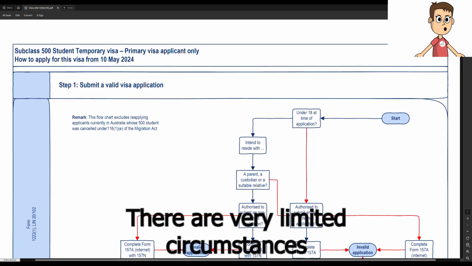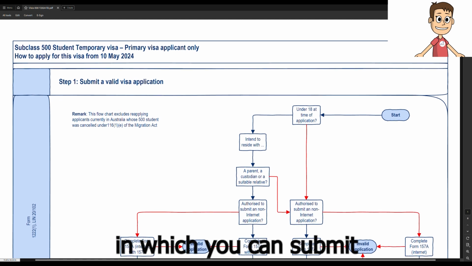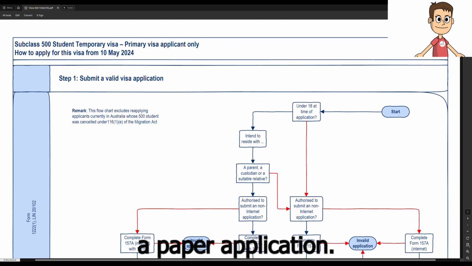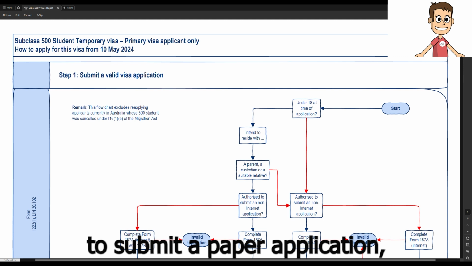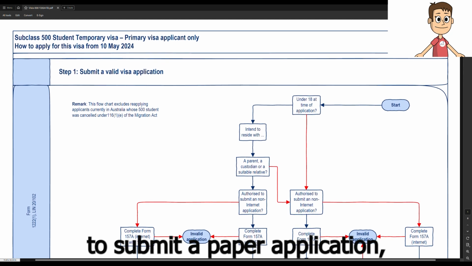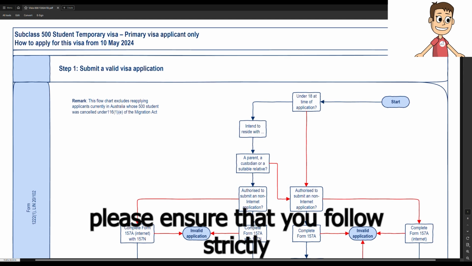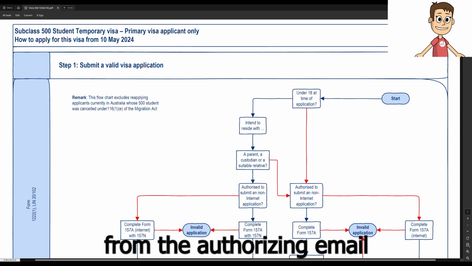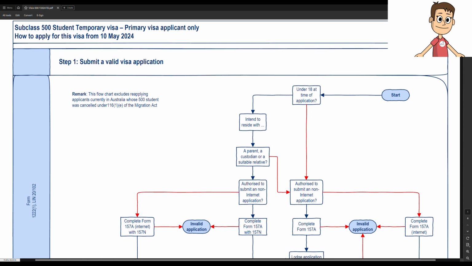There are very limited circumstances in which you can submit a paper application. If you are authorized to submit a paper application, please ensure that you follow strictly the instructions from the authorizing email sent by the department.